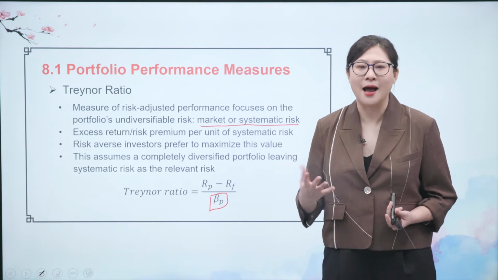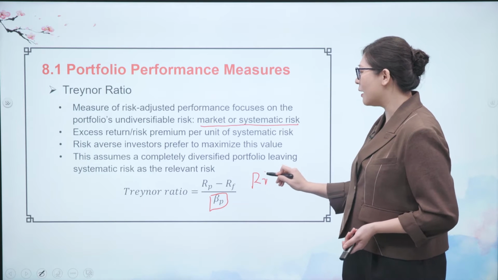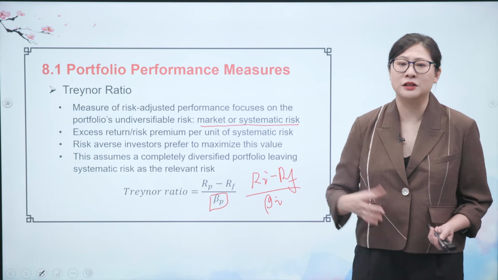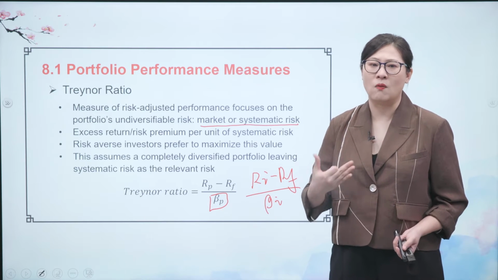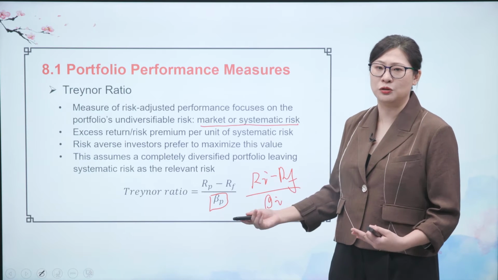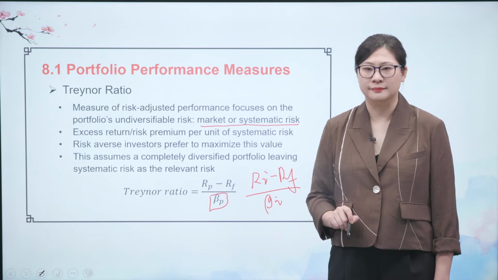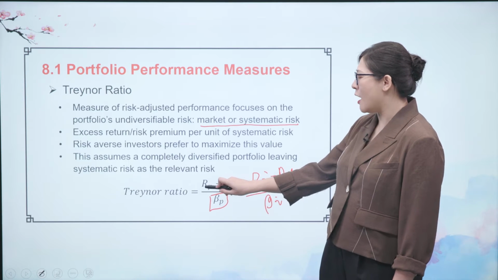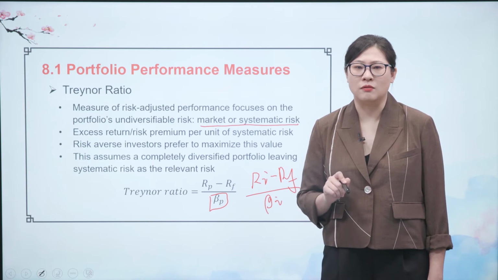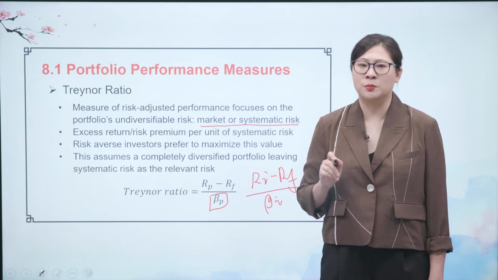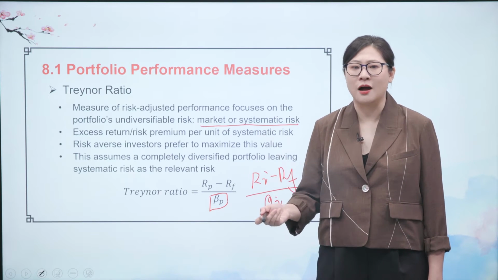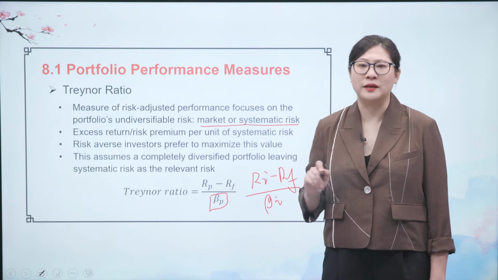Otherwise, you can use i. You can write it like Ri minus Rf divided by beta i. No matter whether you consider the individual assets or the portfolio, it's okay. So you can use i to substitute for p. And here we use Rp minus Rf, which is our excess return, or we can call it the risk premium. That's the risk premium compared with risk-free assets. So Rp minus Rf divided by beta p, that's our Treynor ratio.